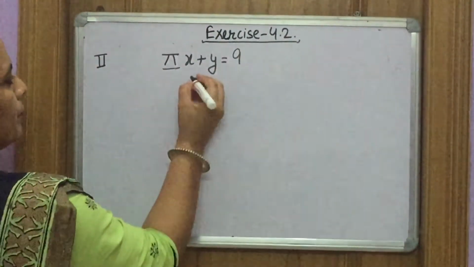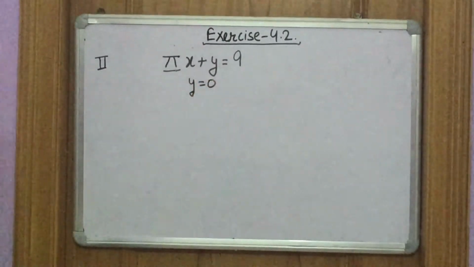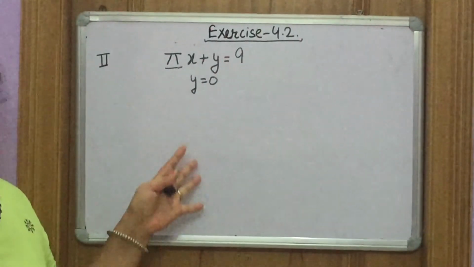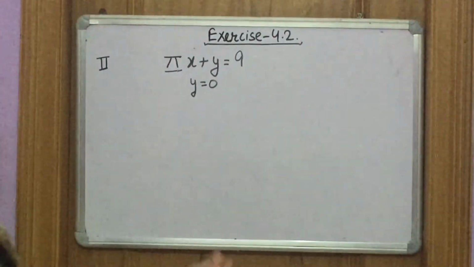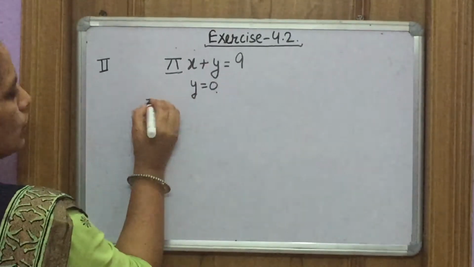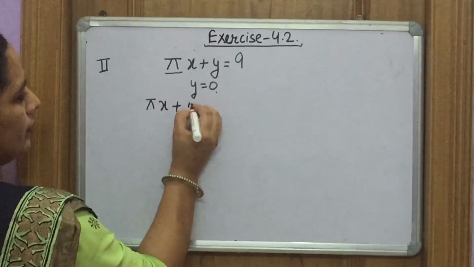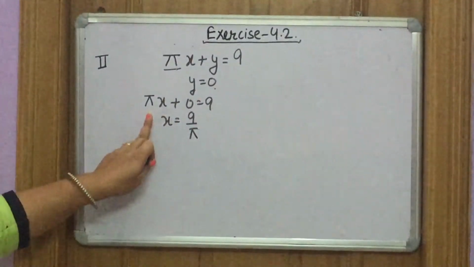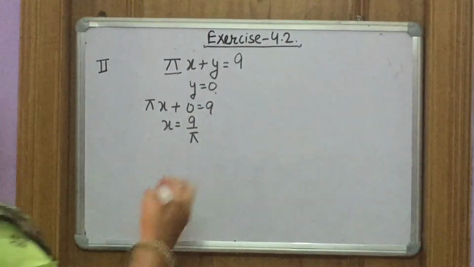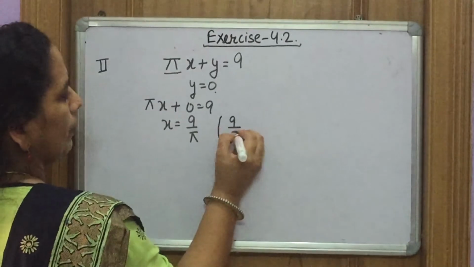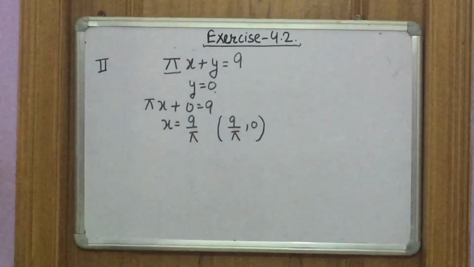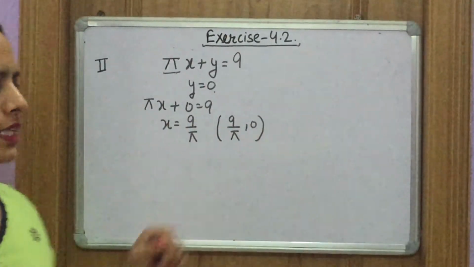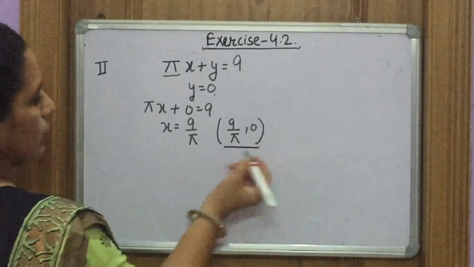First of all, here we will follow the second method. Put the value of y first, and after that find out the value of x. So if you put y is equal to 0, then x will be 9/pi. The multiplied term goes to the denominator. So the first solution is 9/pi and 0. Put the value of x in the bracket in the first position and the value of y in the second place. So this is our first solution.